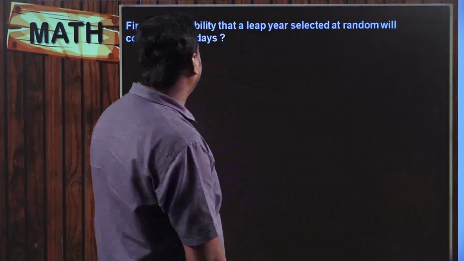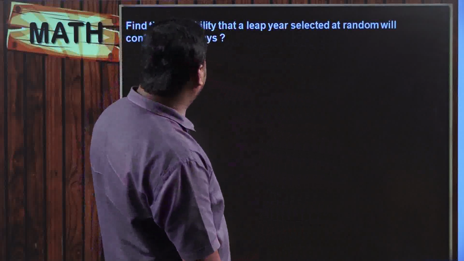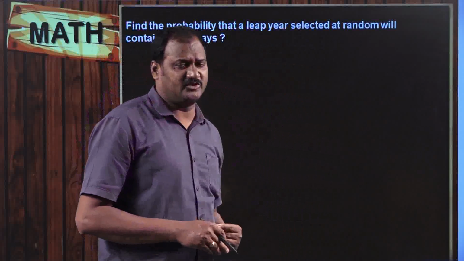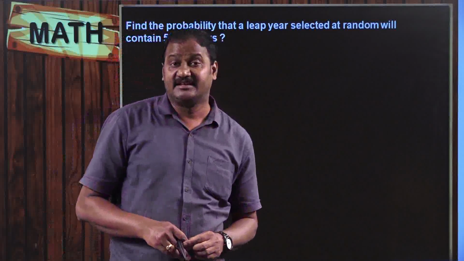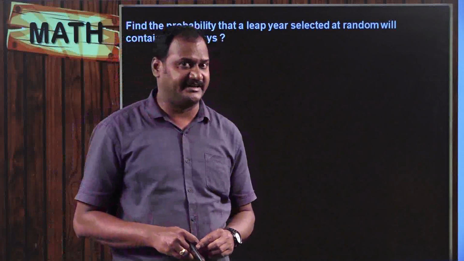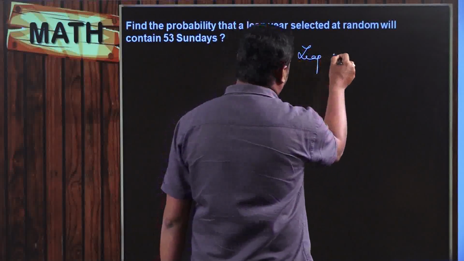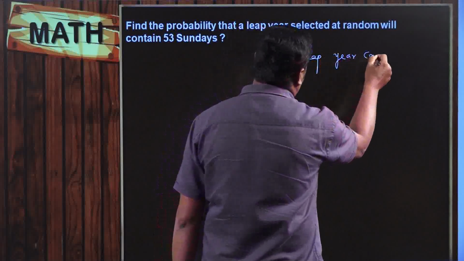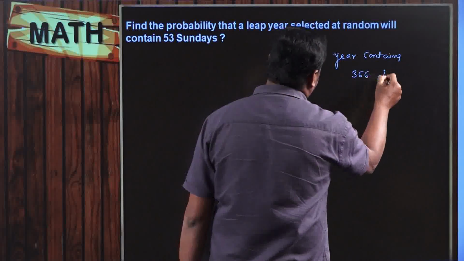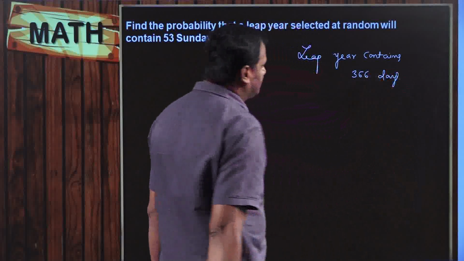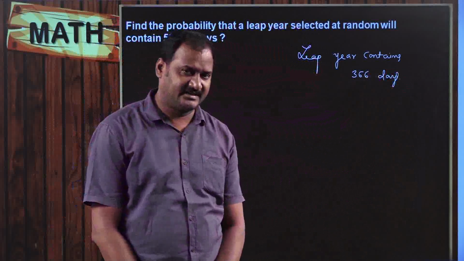Here the next problem given is: find the probability that a leap year selected at random will contain 53 Sundays. What do you mean by leap year? A leap year has how many days? A normal year has 365 days, right? A leap year contains 366 days.